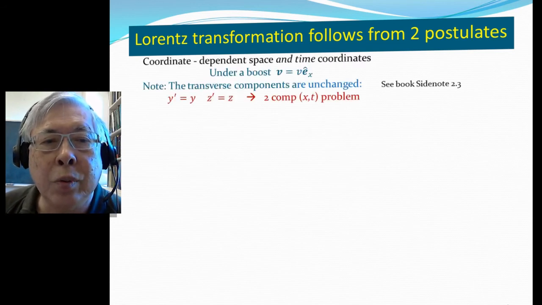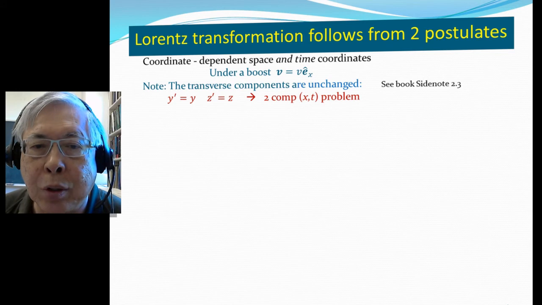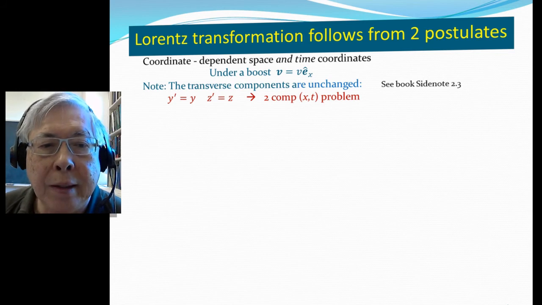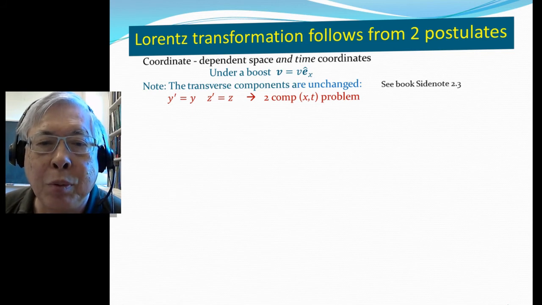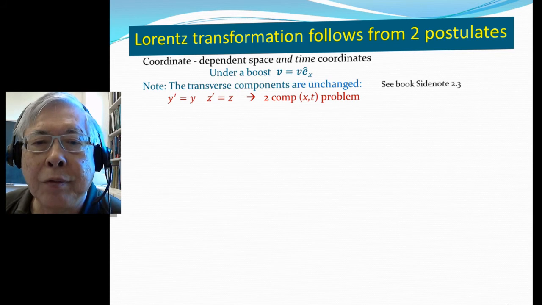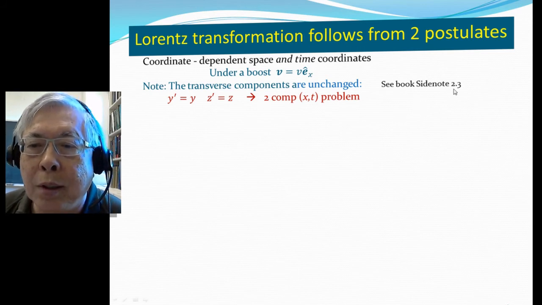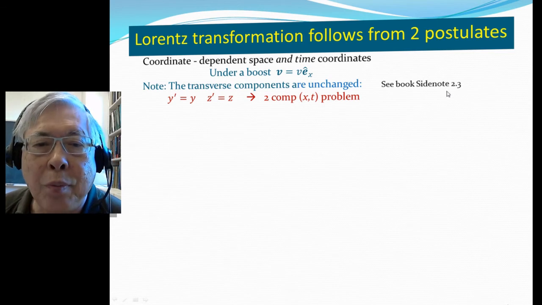Now, let's consider two coordinate systems in relative motion, and we choose the x direction to be the direction of the relative velocity. Then the transverse components y and z are unchanged, and so the problem reduces to a two-component problem: how to change from x and t into x prime and t prime. If you want a formal argument of why the transverse components cannot change, I refer you to side note 3 in chapter 2.